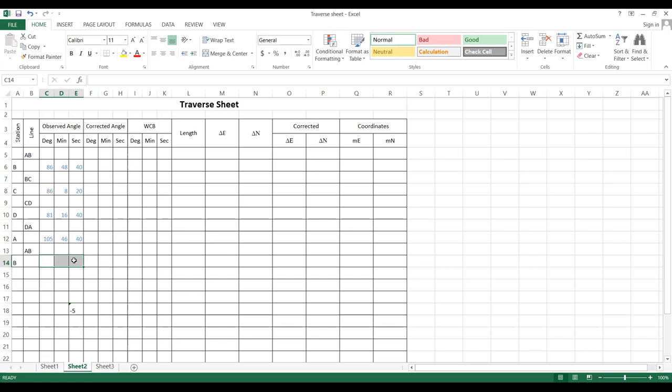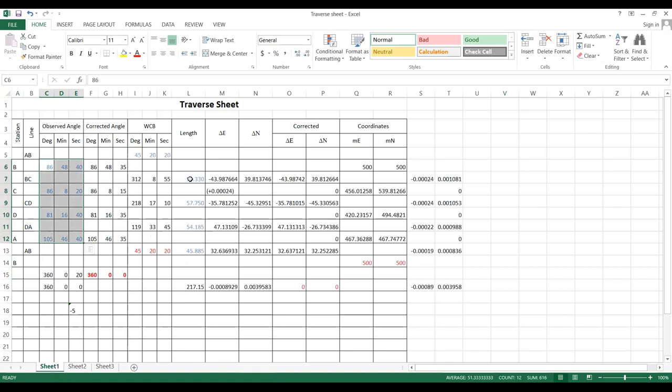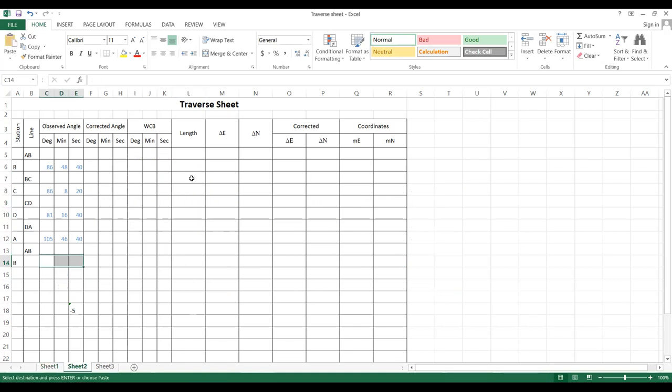When you enter the length, there are two AB lines at the top and the bottom. You enter the AB at the last bottom row. Right? Don't enter the length of AB in the very first row. Only the whole circle bearing can be entered there. Right? So these are the row measurements. So you have four angles and four lengths. Starting with BC.